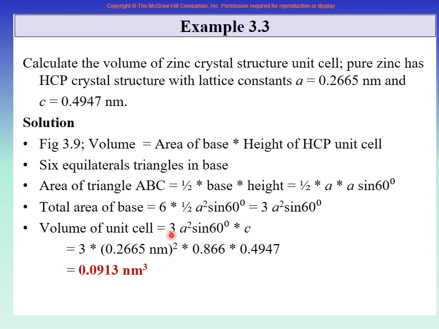So now this is 3A squared sine 60 into C. This is the volume formula for any HCP. For zinc, put the value of A and put the value of C. Of course, if these values are in nanometers, then the volume is in nanometer cubed.